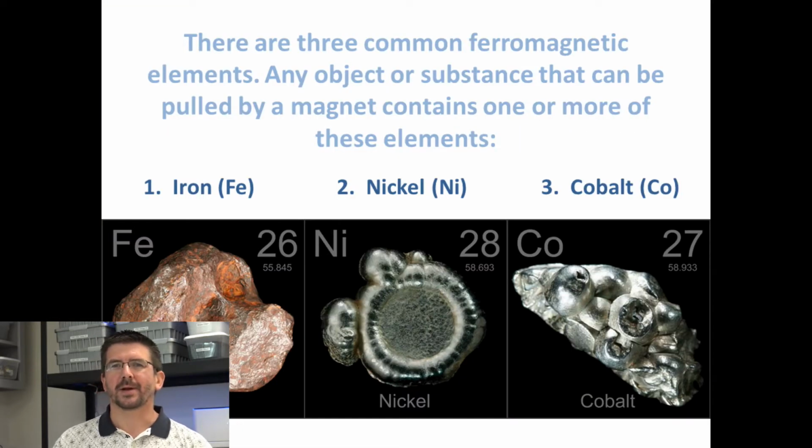As we go through our magnetism unit, there are three ferromagnetic materials that you should be familiar with, and those are iron, nickel, and cobalt. Iron is by far the most well-known, the most commonly used, the one that we come in contact with the most. But the other two are fairly common. There are also some less common ones that we're not going to get into in this lesson in this unit.